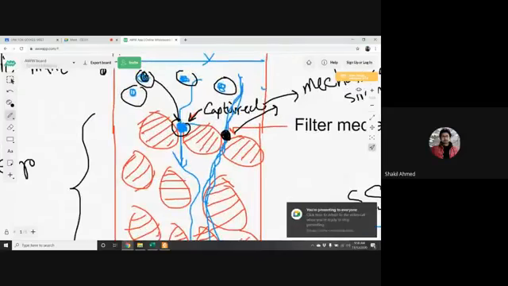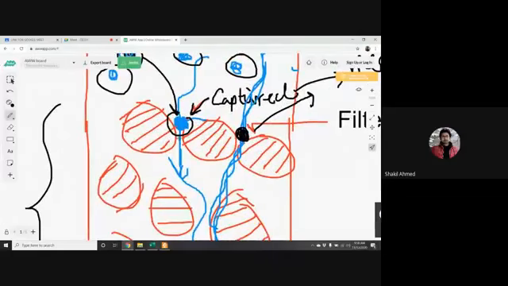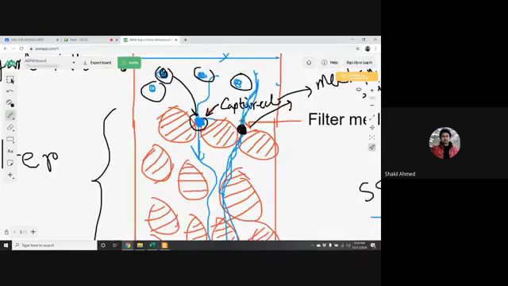Mechanical straining is the simplest one. You have the particle here. The water tries to move. You have a very small space. Water can pass, but since this is a larger particle, it cannot pass. It gets stuck. That's it. That is mechanical straining. Straining, like you strain the tea leaves, right?